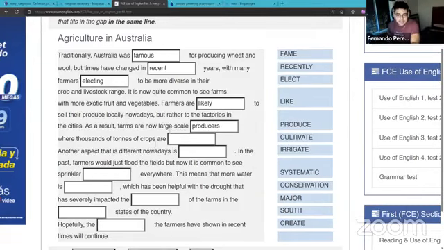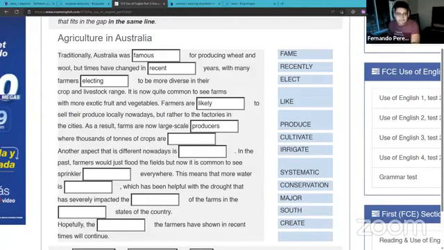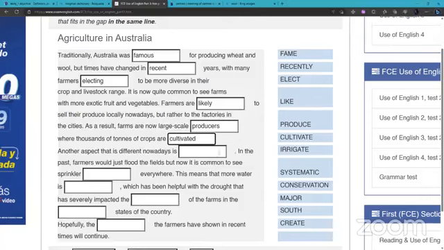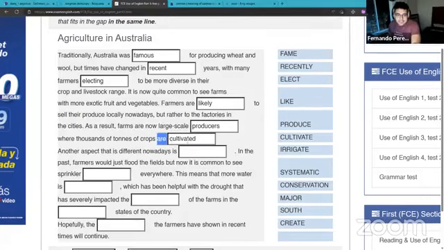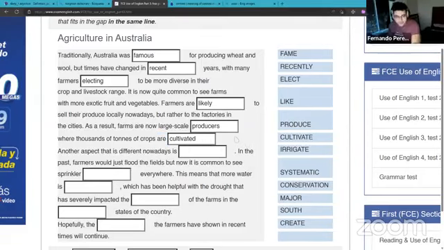Can you repeat that? Cultivated. Yes, correct. Cultivated. Because we are talking about passive voice. Yes, exactly. Good. Next one, Jime.